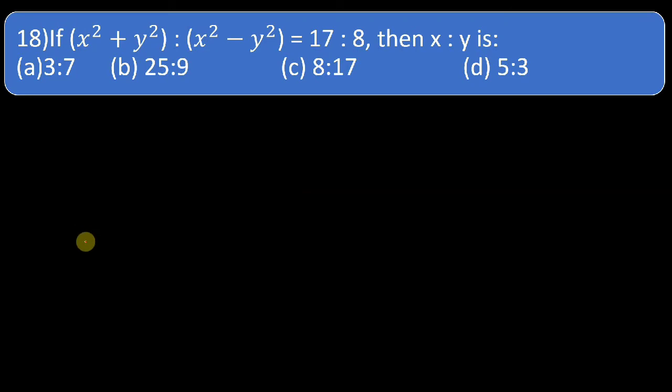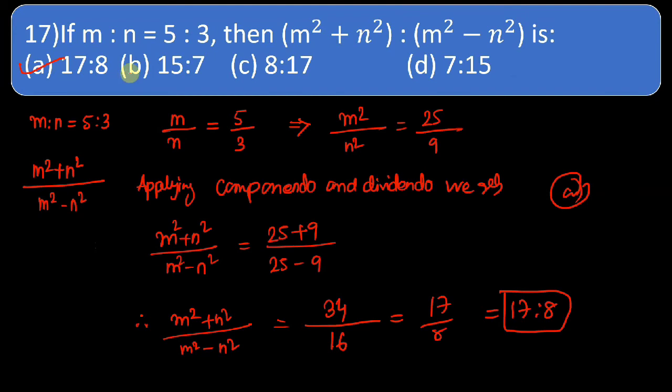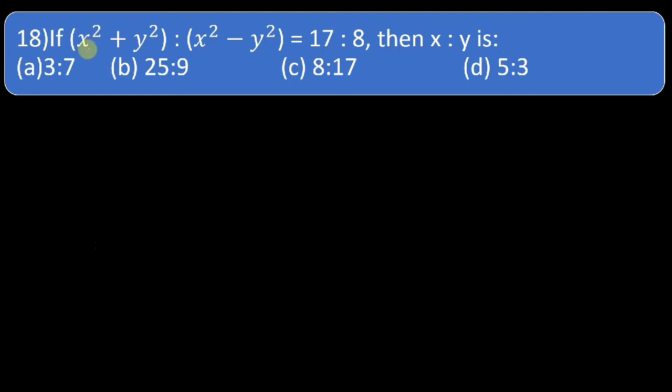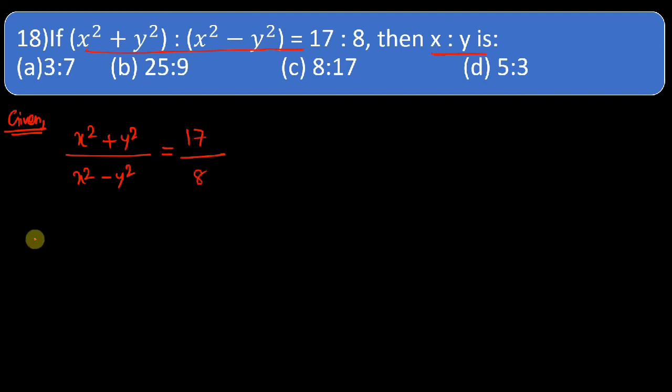Question number 18. In a similar way, let me show you the difference from the previous sum. Here the ratio was given and we were told to find the value of the given expression, but in the next question, the expression is given and we are told to find the ratio of x is to y. It's a very easy one. So here what is given, let us write this first: x square plus y square by x square minus y square is given as 17 by 8.